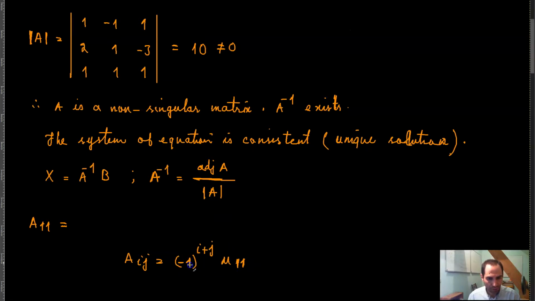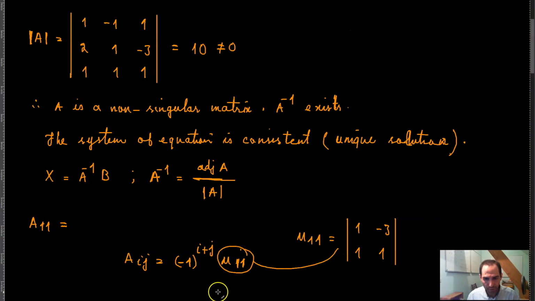Negative 1 raised to the power i plus j, that is clear. But M of 1, 1, in this case, would be the determinant that you obtain by deleting the first row and the first column, and then you would get 1, negative 3, 1, 1. That would be the minor of this element 1, 1. Then you can put this in place of M of 1, 1 and calculate A of 1, 1.